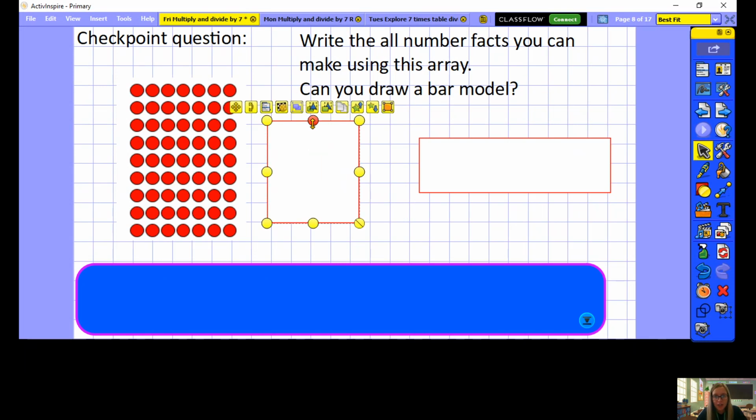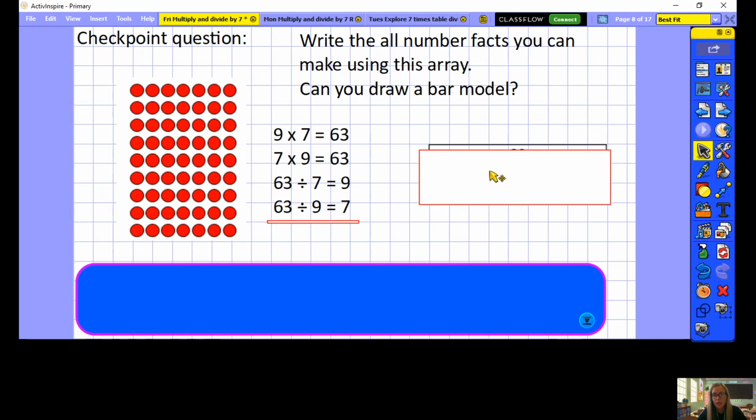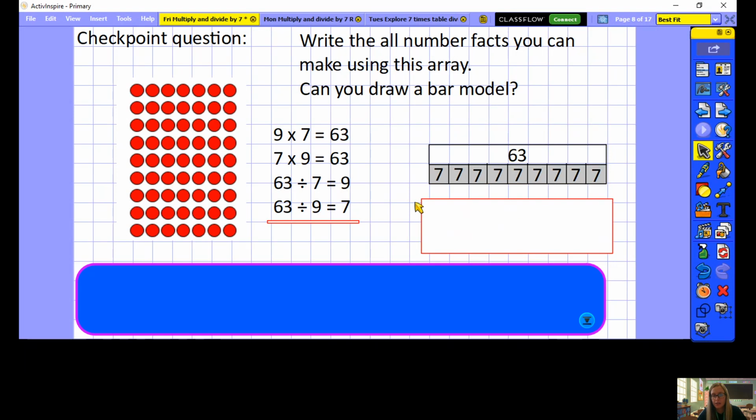Okay, so the number facts that you should have come up with would be 9 times 7 equals 63. Then 7 times 9 equals 63. 63 divided by 7 equals 9. And 63 divided by 9 equals 7. And if you drew the bar model, your bar model would look a little bit like this. You may have drawn a slightly different bar model if you did 63 divided into 7 groups. You would end up with 7 groups of 9 at the bottom here. So there would be 2 possible ways to draw your bar model.